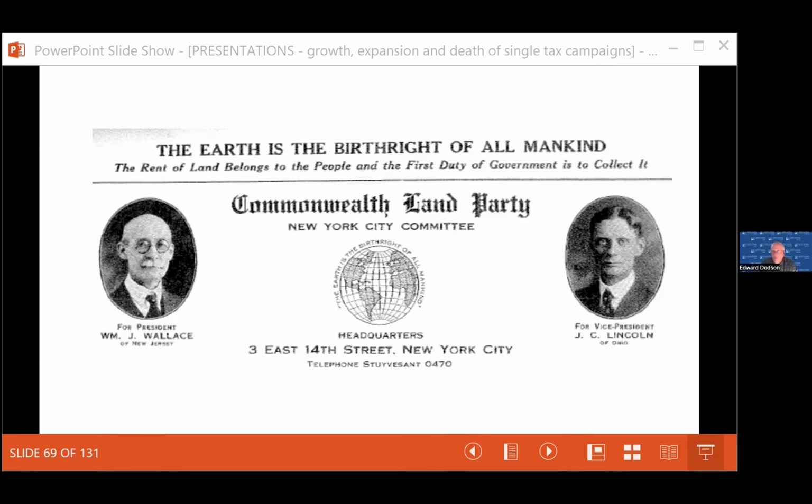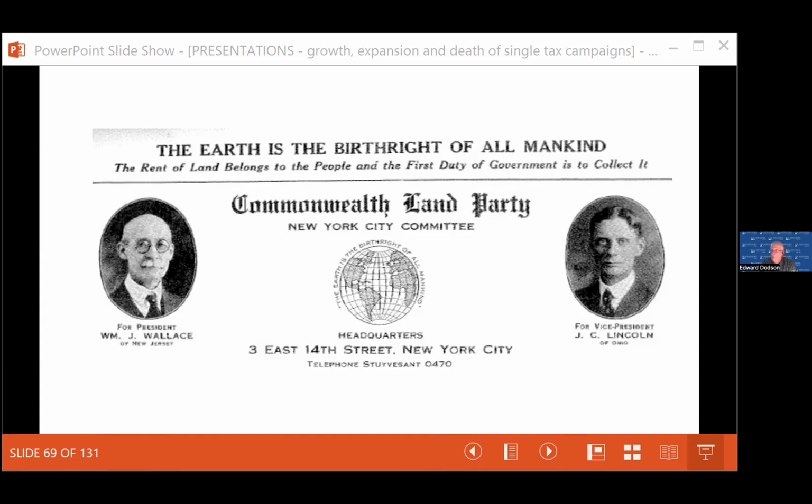Welcome back, everyone, to the third session in this course on the progress and poverty of the single tax political activities, going back as far as Henry George and the first single tax conferences. And we're now making our way up into the 1920s in this story. If you remember from last week, the single tax party had put candidates up for office in 1920 and was planning to do so again in 1924.